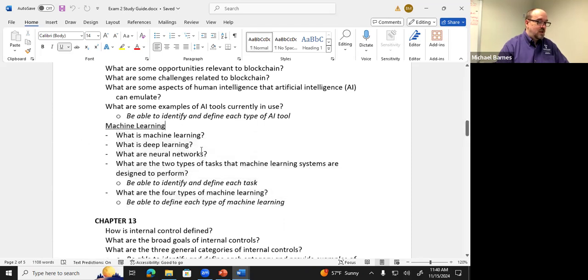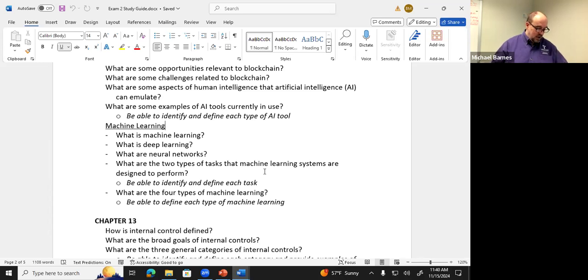Some specific items that I think you need to be very familiar with: the 2 types of tasks that machine learning systems are designed to perform. You need to be able to identify them and define them, which means that I'll give you the term and you need to provide the definition of what I'm talking about. So that's classification and regression, okay? There's actually a practice exam question where we'll define those in just a little bit, so I'm not going to go into detail on those, but make sure you're familiar with those.